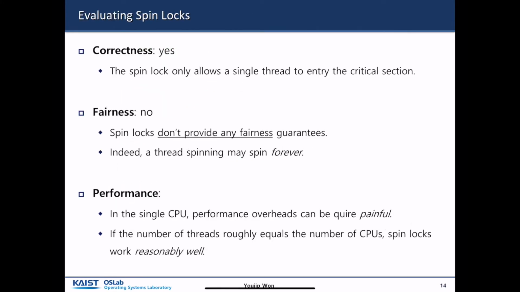Let's look at the pros and cons of spin locks. Correctness: yes, the spin lock only allows a single thread to enter the critical section, but it has a fairness issue. Spin lock doesn't provide any fairness guarantee. So a thread may get unlucky and may get postponed indefinitely. So there is an issue of fairness in the spin lock.